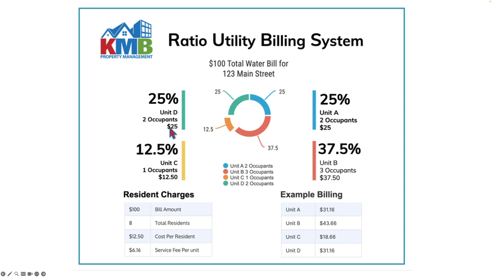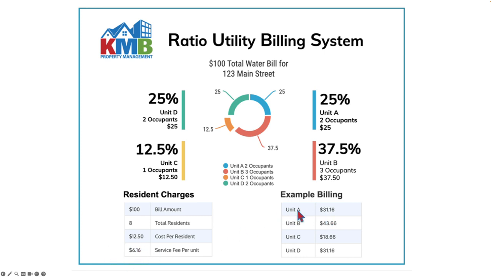In addition to dividing up the bill, we also have a service fee on top of it, for making sure that residents are getting invoices, which we're going to talk about in just a minute, and this whole process. Because there are all of these steps involved, there is a service fee as well, which is charged per unit, not per resident. So per unit is $6.16.